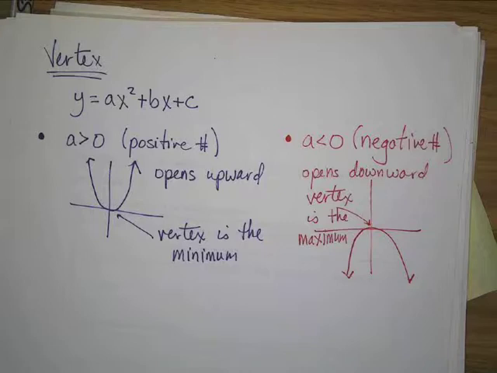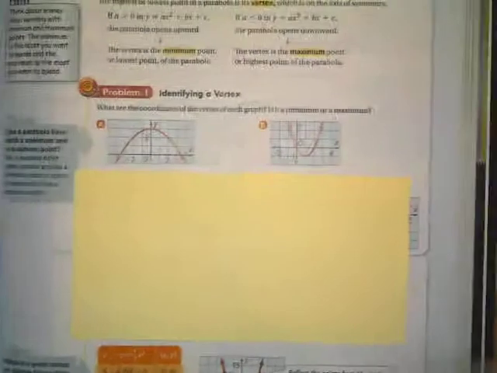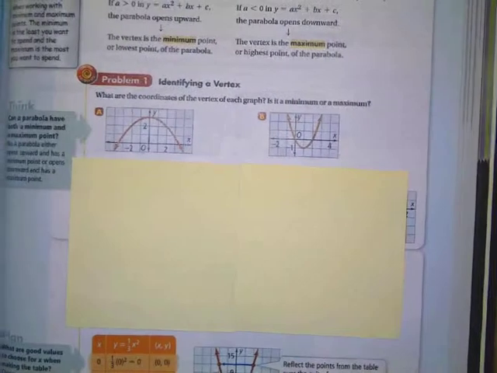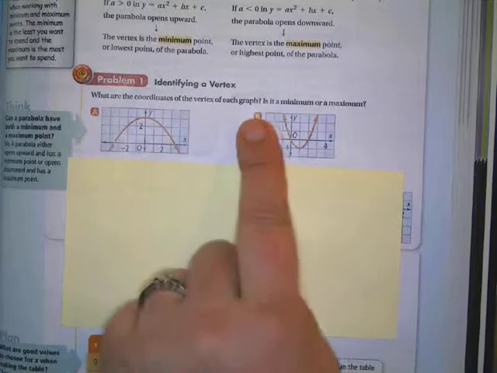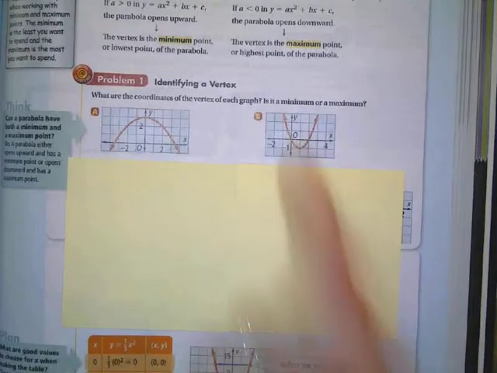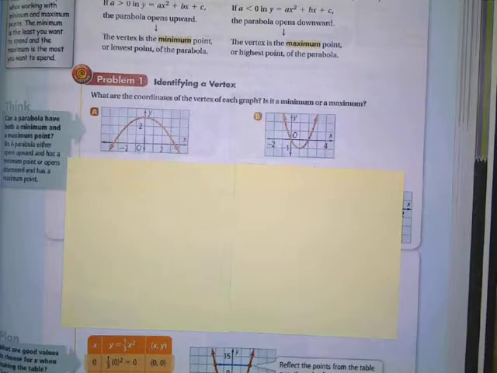So for the first example, there's nothing for you really to write down. I just need you to participate with me. Okay? So for the first example, I just need you to watch up here. And do this with me. So we're going to find the coordinates of the vertex of each graph, and we're going to decide whether it's a minimum or a maximum. So let's look at the first one.